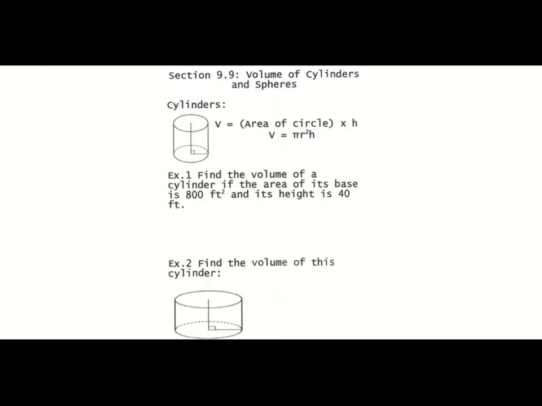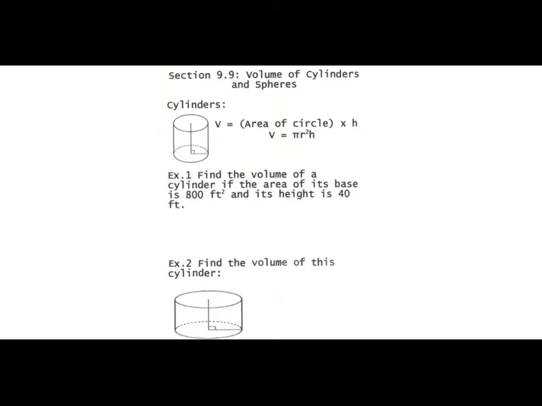Next, we're talking about the volume of cylinders and spheres. So remember, volume is how much space a three-dimensional shape takes up inside. So imagine taking this cylinder. A cylinder is kind of like a can. How much water could you put in that can to fill it up? That is what our volume is measuring. How much space is inside that can.